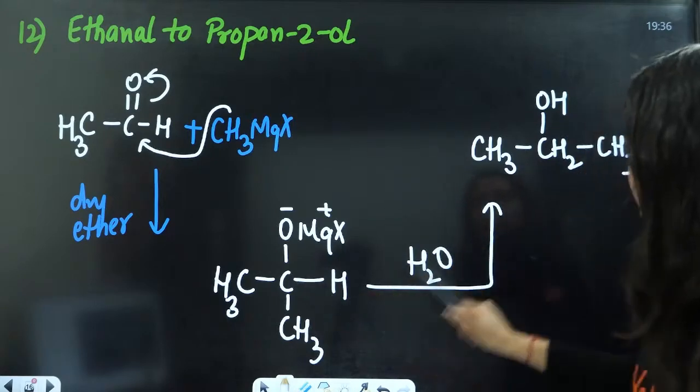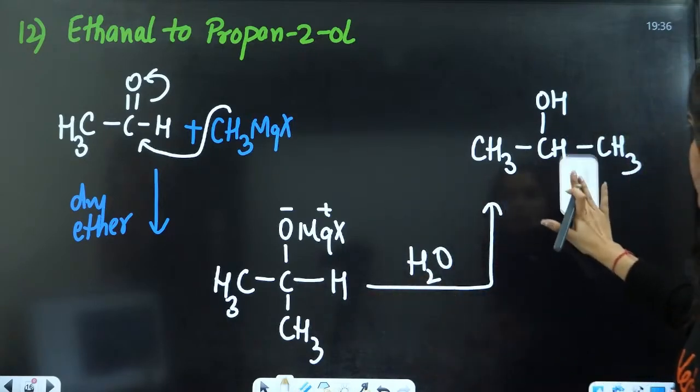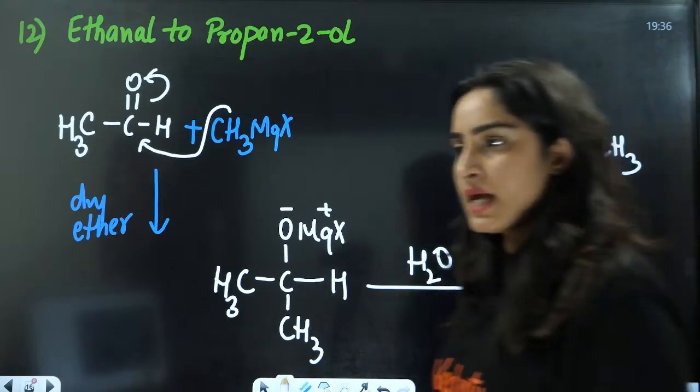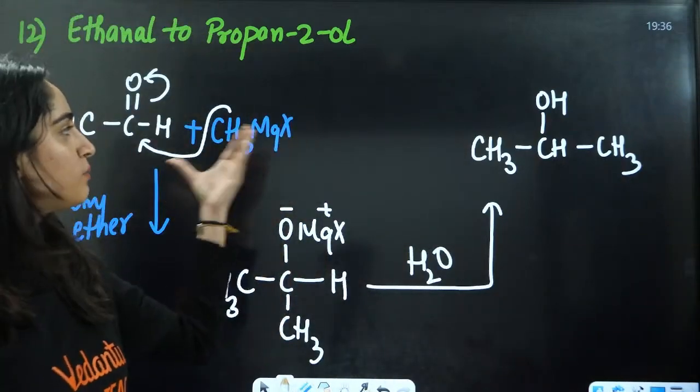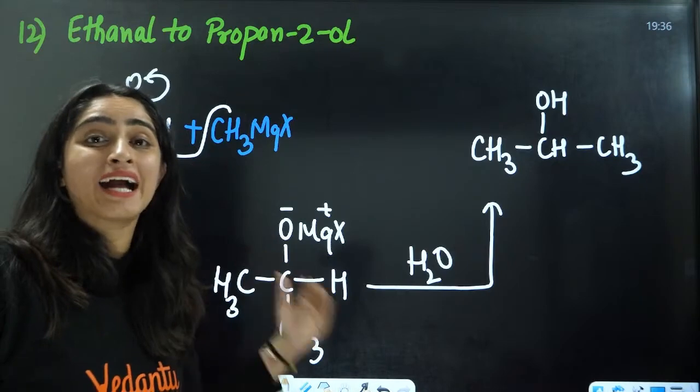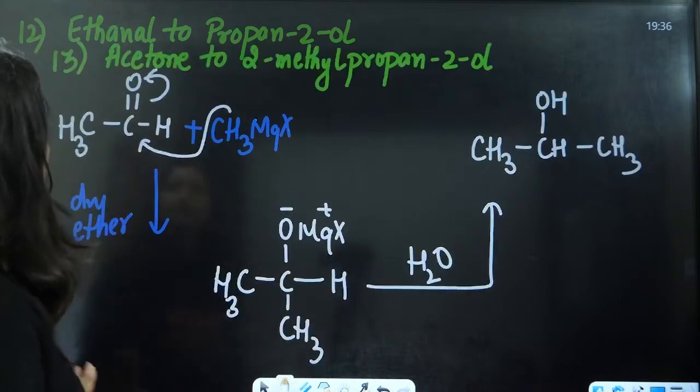CH3, CH3, and this is CH, okay? Yes. Understood this? Okay, everybody? Now, the best way is to do this by adding Grignard reagent in presence of dry ether.